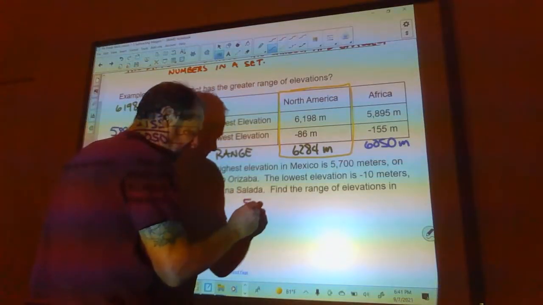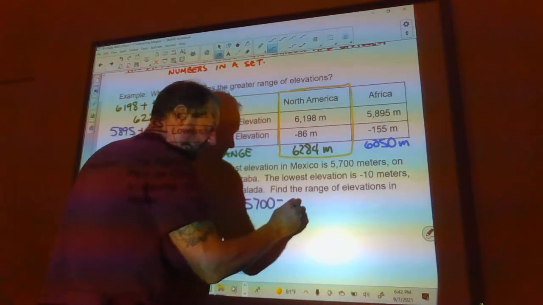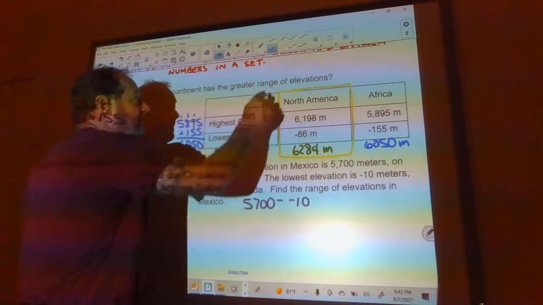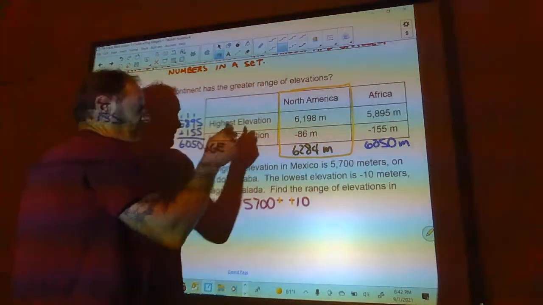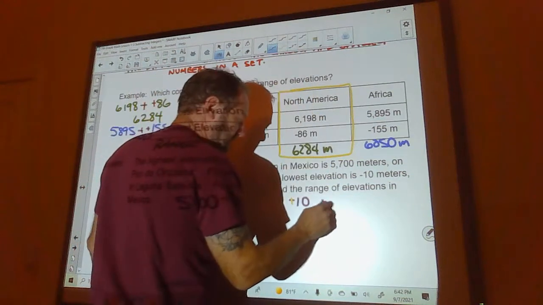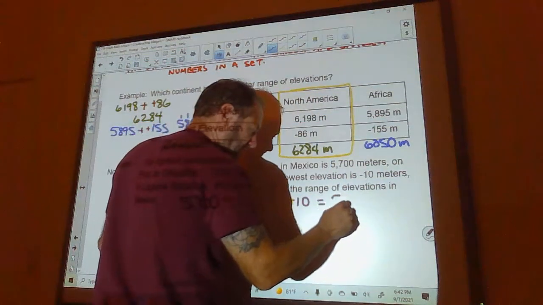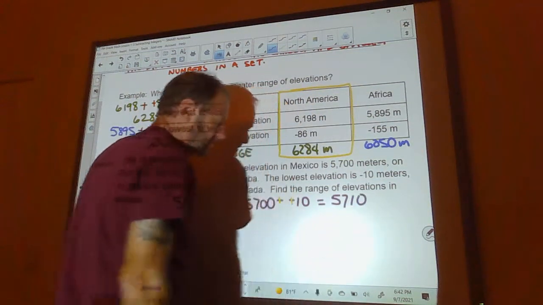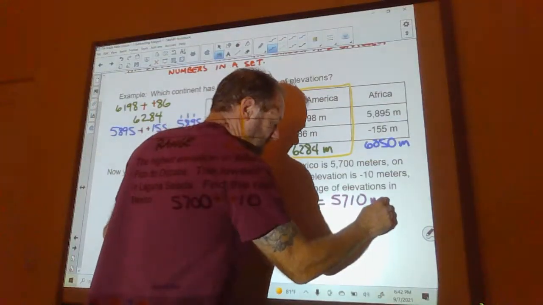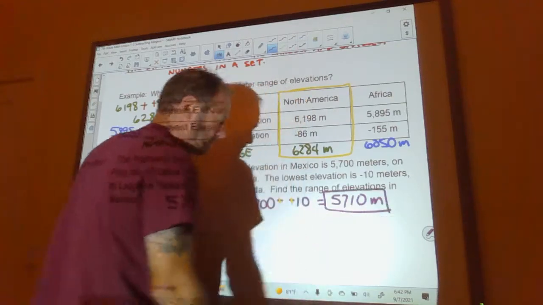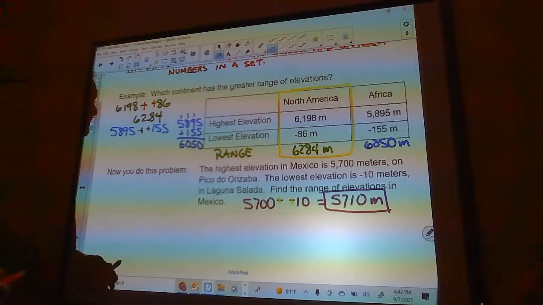Okay, so this is going to be 5,700 minus negative 10. This should be a very easy problem for you to do. That becomes plus a positive. And this ends up being, you don't even need to calculate, 5,710 meters. So hopefully that's what you got.